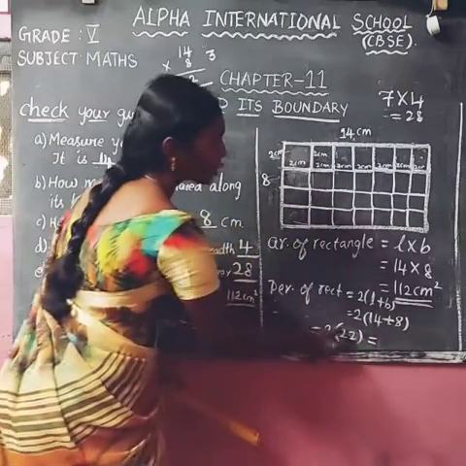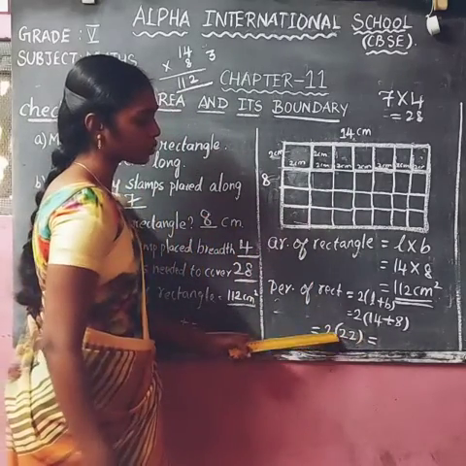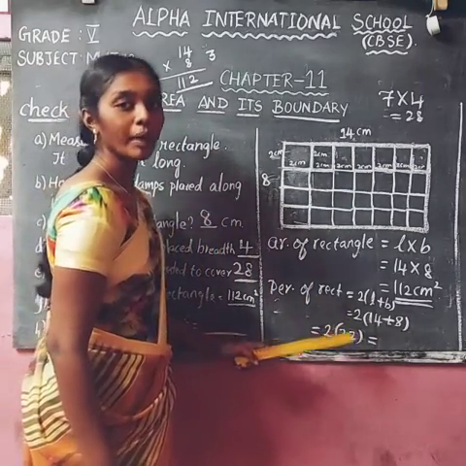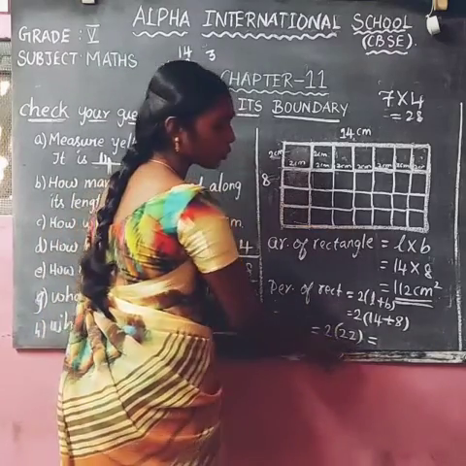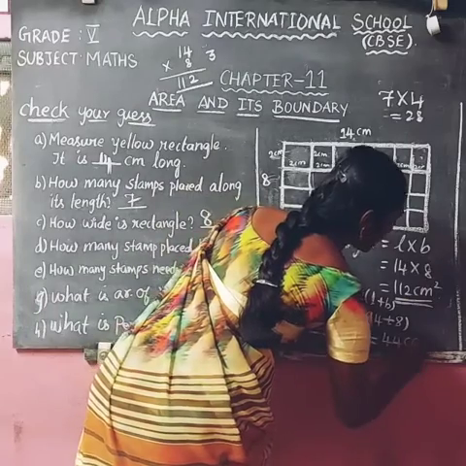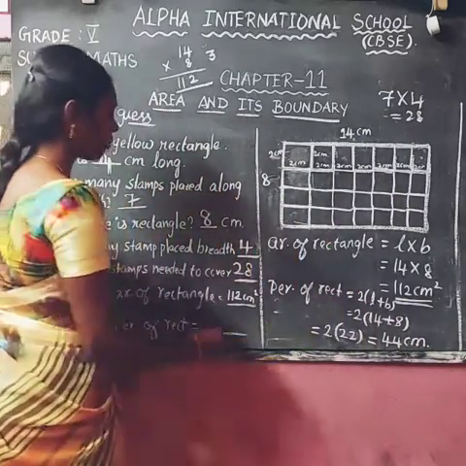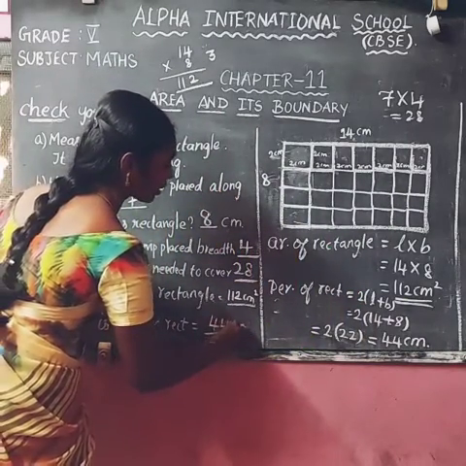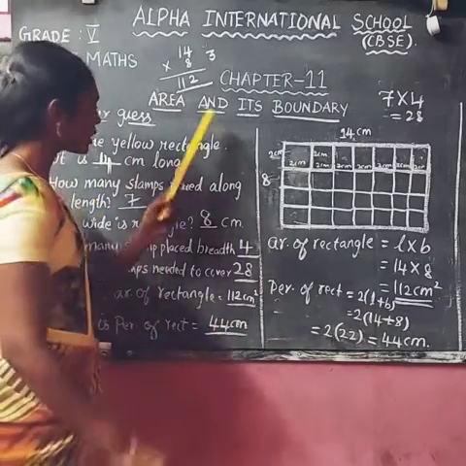If a number comes like this, what symbol does it carry in between? The multiplication symbol. So 2 into 22 gives us 44. So 44 centimeter is the perimeter of the rectangle. 44 centimeter. Clear, children? These are all direct questions.